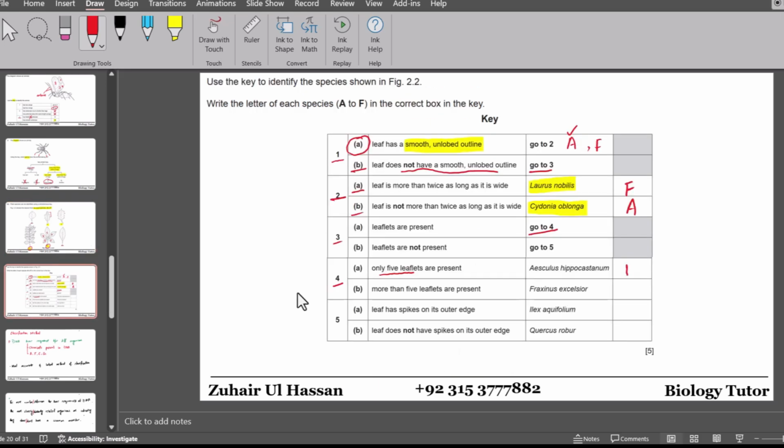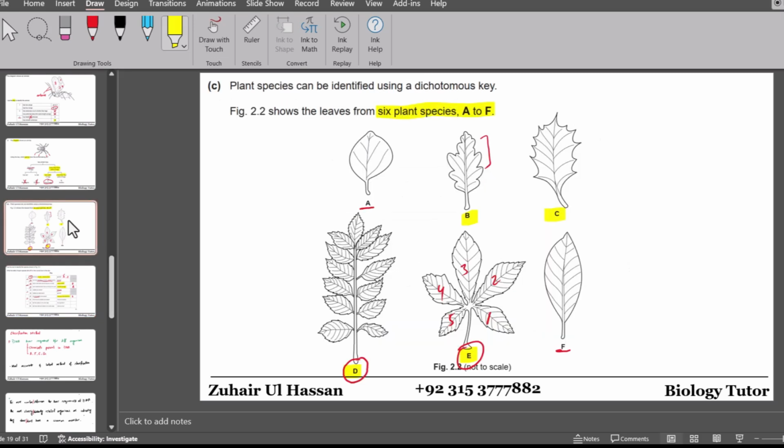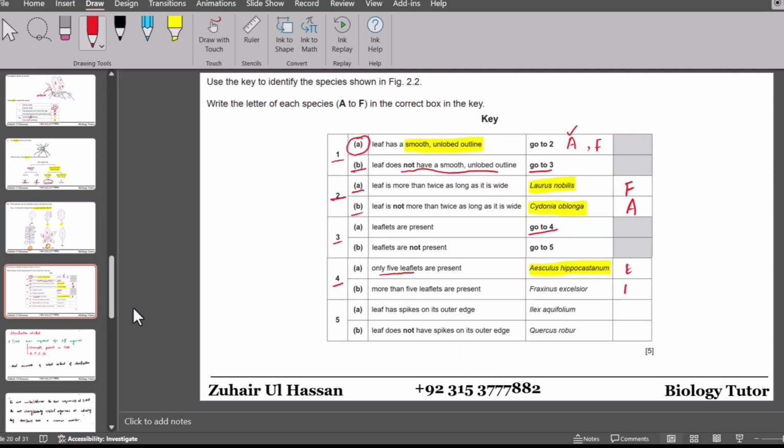So here I am writing the letter of that particular species. So species E has this particular scientific name or binomial name. Fourth statement part B says more than 5 leaflets are present. So coming back, the organism that is present in species D have the more than 5 leaflets present. So D will be written here. Going back toward the third statement, whose part B says leaflets are not present, and for that we have to go to 5. And here we are with the fifth statement, whose part A says leaf has spikes on its outer edge.